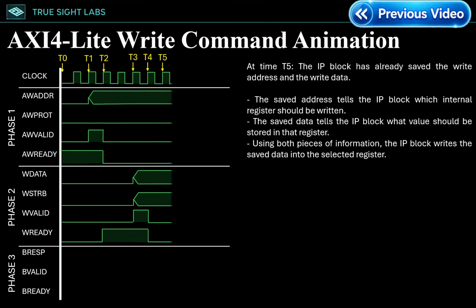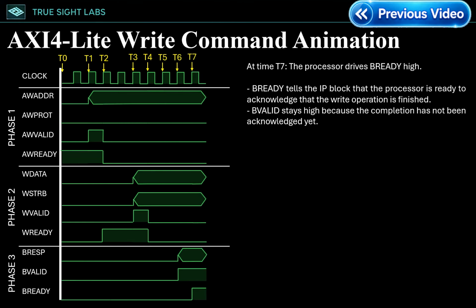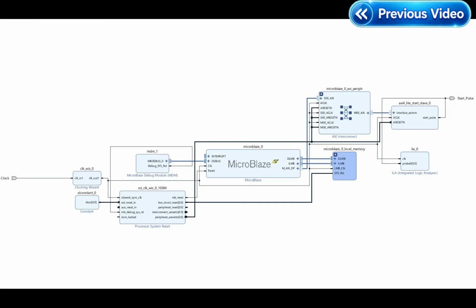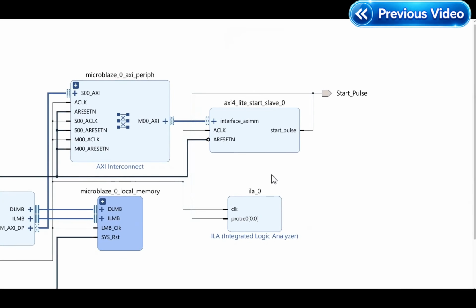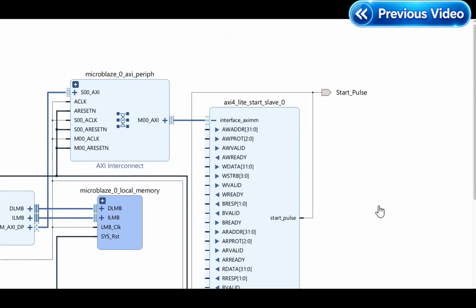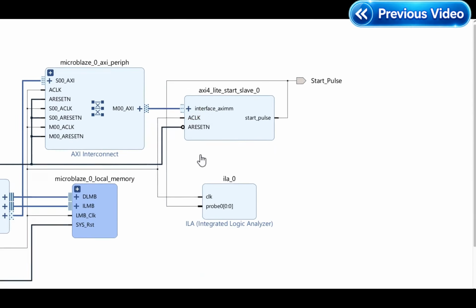The previous lessons explain how AXI4-Lite write commands work, how AXI4-Lite read commands work, and how to set up the Vivado and Vitis project. If you understand the solution to the homework problem, then you understand everything needed to make a custom Verilog module communicate with a processor using AXI4-Lite.